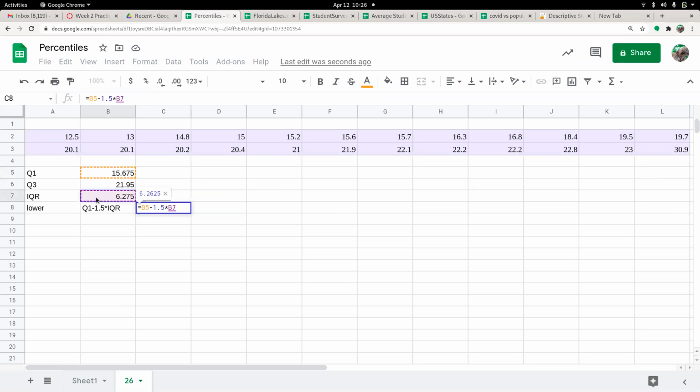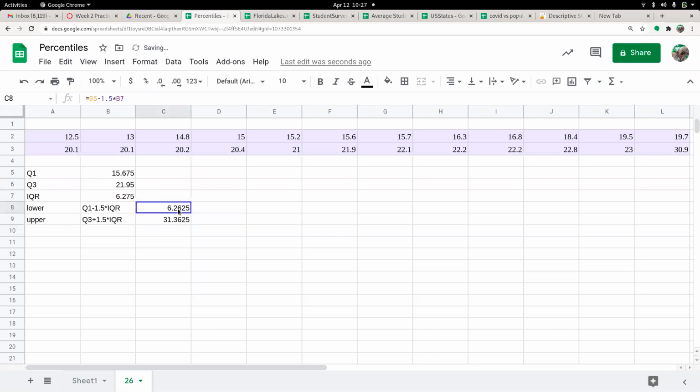Once the numbers are on the spreadsheet, it's nice, I can just point and click. The upper mark for what an outlier is, unusual numbers, would be Q3 plus 1.5 times the IQR. And in other videos, I have explanations of why. This is just how it is: Q3 plus 1.5 times the IQR.